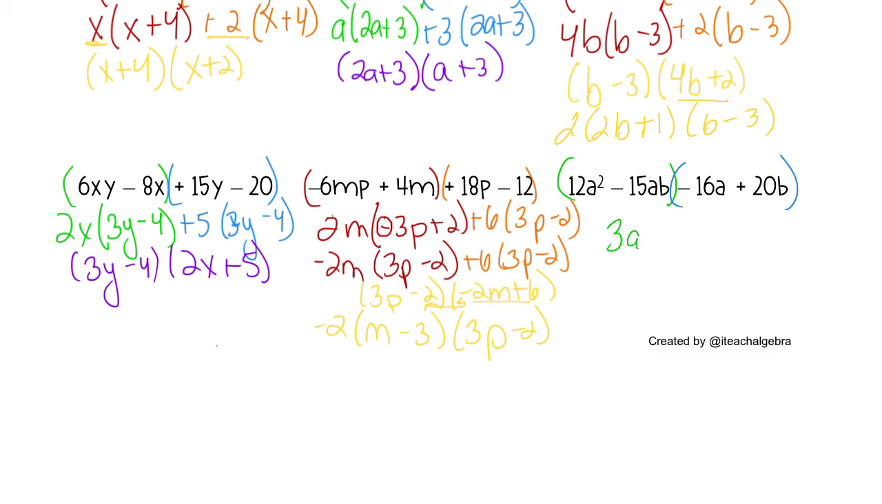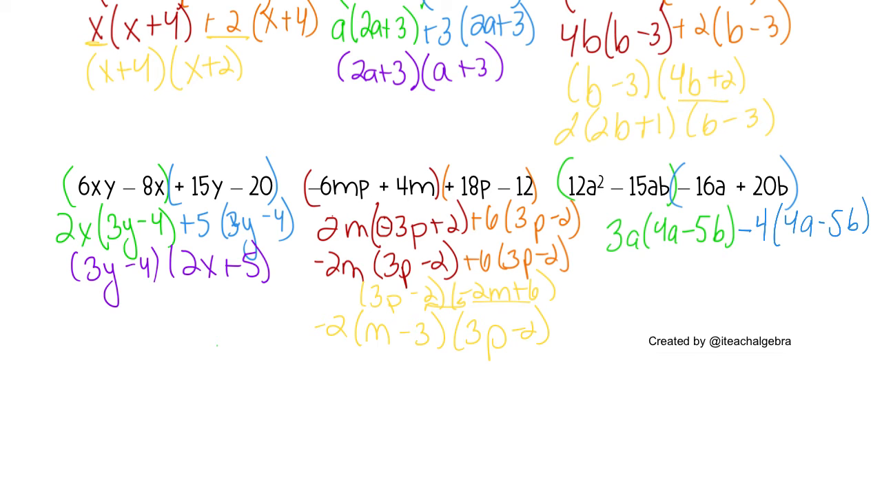I can factor out 3a, and we're left with 4a minus 5b. And then I can factor out, well, I can tell something ahead of time. My first term here is positive. This first term is negative. I know I'm going to have to factor a negative out. So let's just do that. Negative 4 that we'll factor out. And we're left with 4a minus 5b.